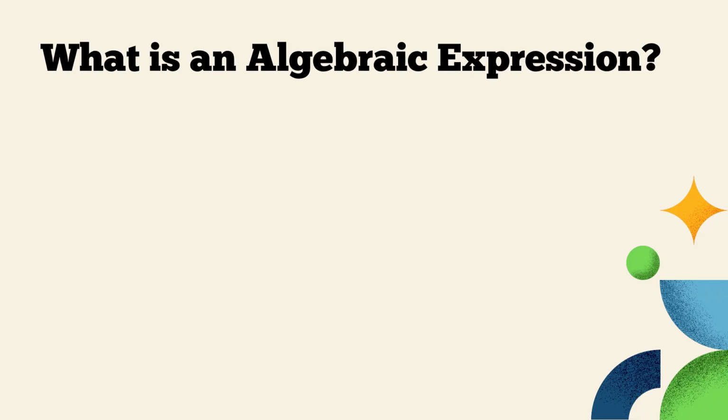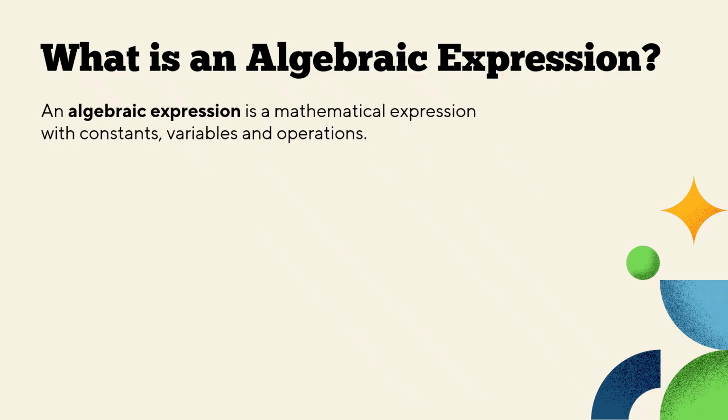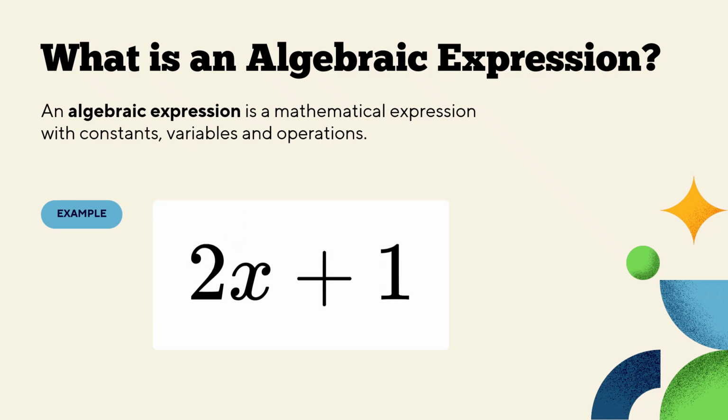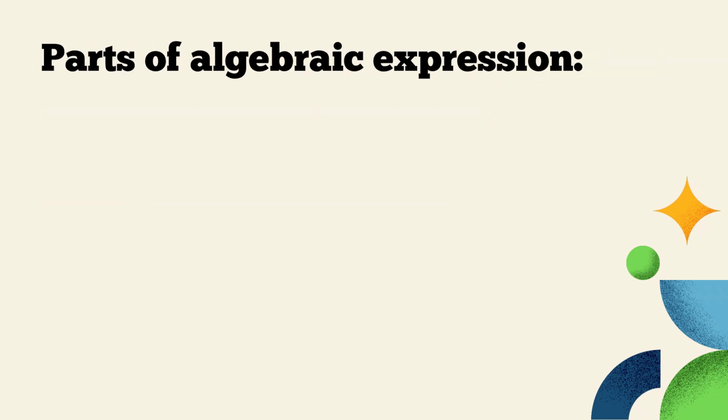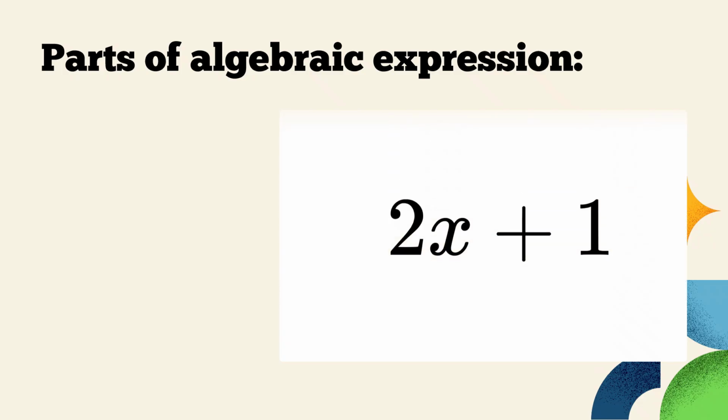What is an algebraic expression? An algebraic expression is a mathematical expression with constants, variables, and operations. For example, 2x plus 1. Parts of an algebraic expression.